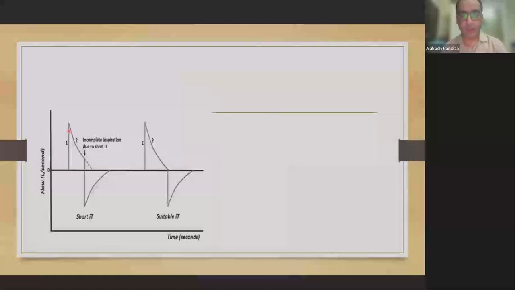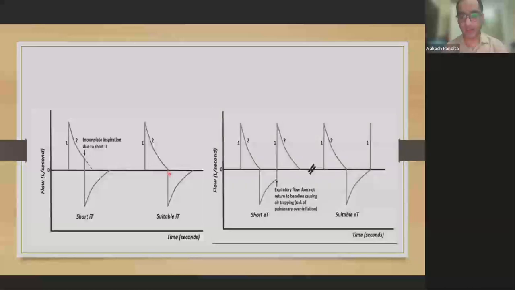Now if before the completion of inspiration the expiration starts, that means there is an inadequate Ti. That's why the inspiration has not completed but expiration has already started. Once we increase the Ti, we get a normal graph. Similarly, if the Te is very short, then before the end of the expiration, the inspiration starts. And once we increase the Te, the graph becomes normal. So this scalar helps us to determine the adequacy of Ti and Te.